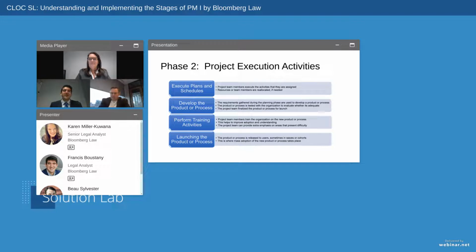And finally, and very importantly, launching the product or process. The launch of the product or process to the larger organization is the culmination of all of the work that's taken part in the planning and execution phases thus far, and thus it's a very important part of the execution phase. So there are numerous other activities that can occur during the execution phase during a project.